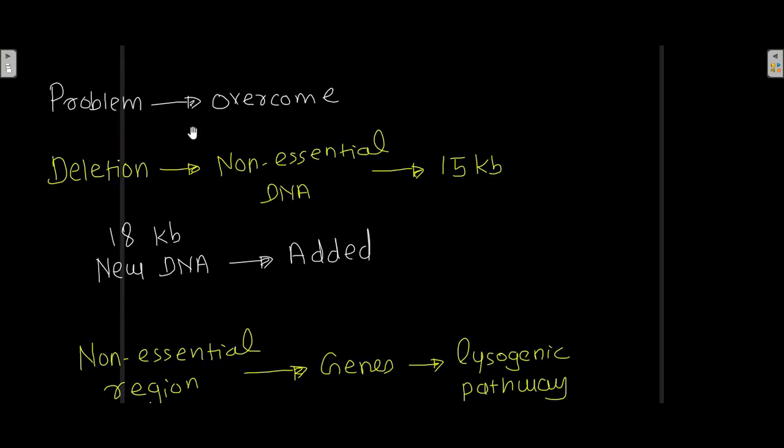Now, that 3 kb problem can be overcome by deletion of non-essential DNA. There is non-essential DNA in the viral genome, and if you delete it, you will have space. The non-essential DNA in the lambda phage genome is about 15 kb. So when you delete 15 kb, you have 3 kb plus 15 kb, so you can insert 18 kb of new DNA. You can clone 18 kb of new DNA using the lambda phage cloning vector.